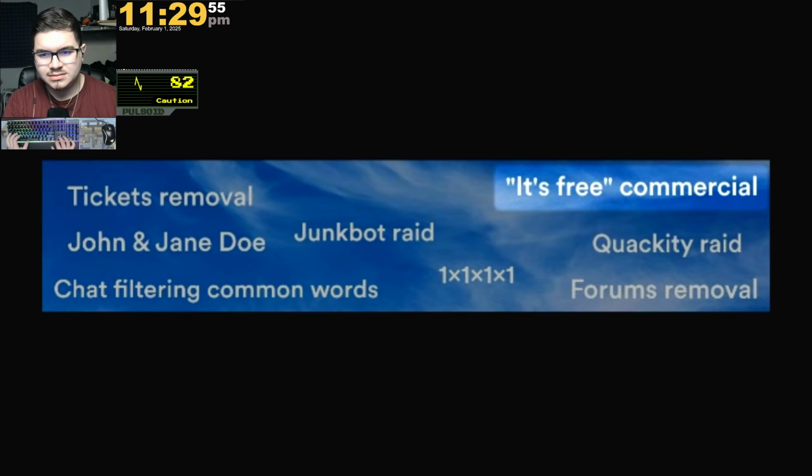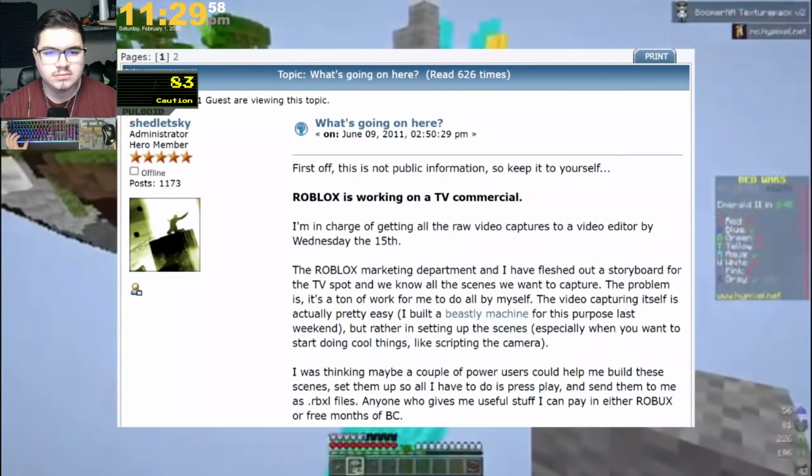Tickets. It's free commercial. In July of 2011, Roblox released a TV commercial.